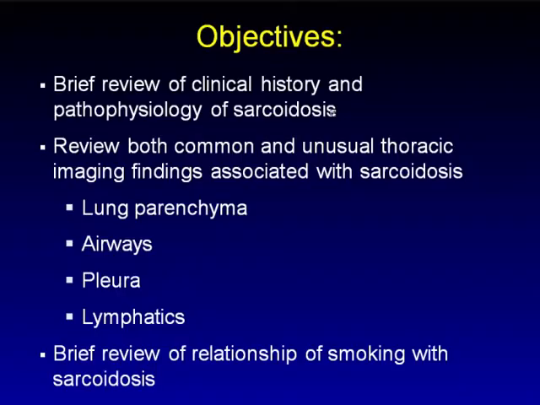What I'd like to do is give you guys a brief review of the clinical history and the pathophysiology of sarcoid, as well as show lots of images of both common and more unusual thoracic imaging findings in the chest, and just to briefly touch on the complex relationship of smoking and sarcoid.